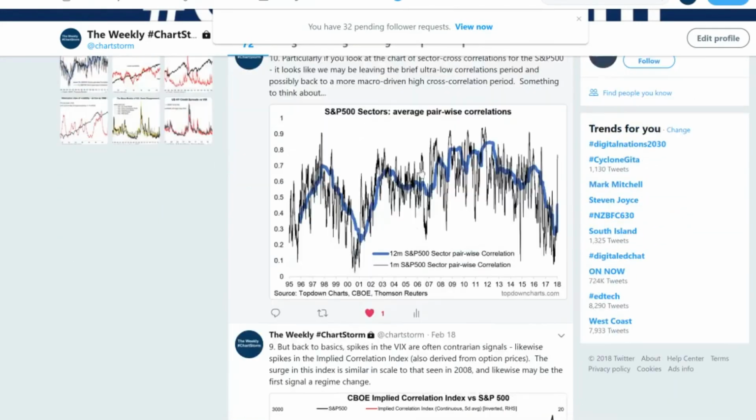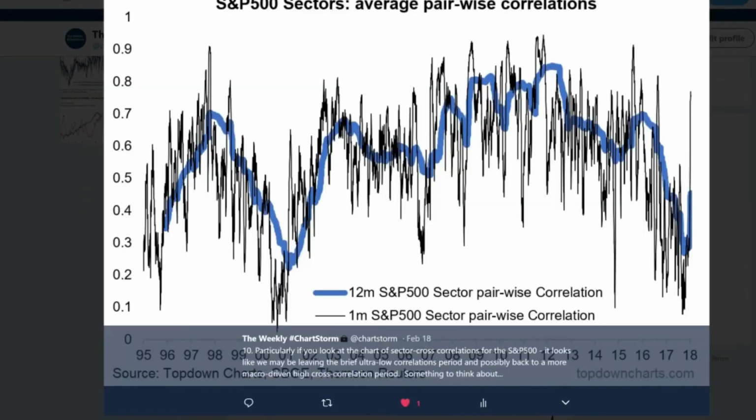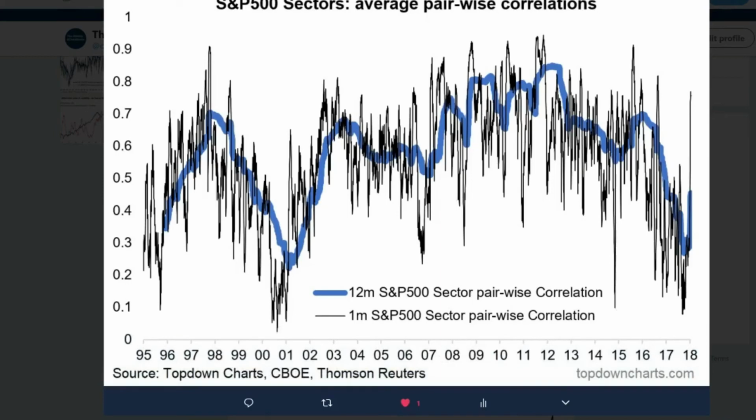Anyway, this here is the chart that I wanted to highlight. I'll see if we can blow it up a bit. Yes. So this is the average pairwise correlation across sectors of the S&P 500. You can see there that in late 2017 it was getting down to the same levels that we saw around the height of the dot-com boom.